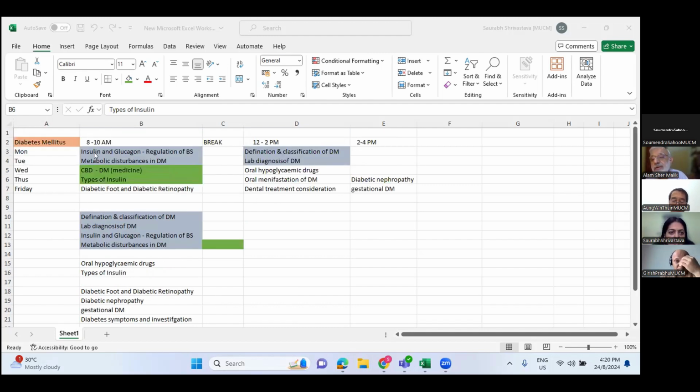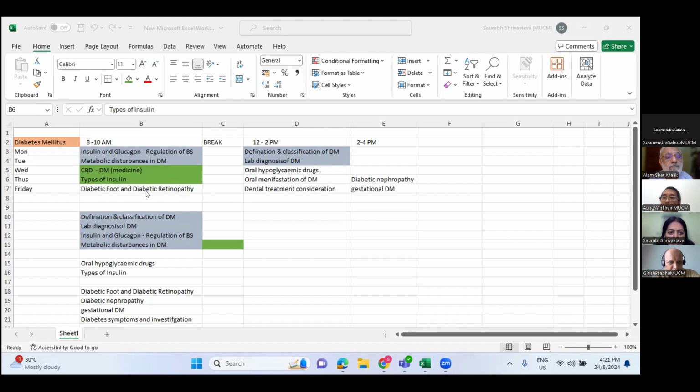So in the first 2 days, we covered the preclinicals, that is the basics: insulin, glucagon, metabolic aspects, definition, classification, and diagnosis. Then we started with clinicals. In the first day of the clinical, we put a case for symptoms and all that. And then in the afternoon, it was pharmacological oral hypoglycemics. Morning, again, it was a pharma lecture. Afternoon, it was an oral lecture.